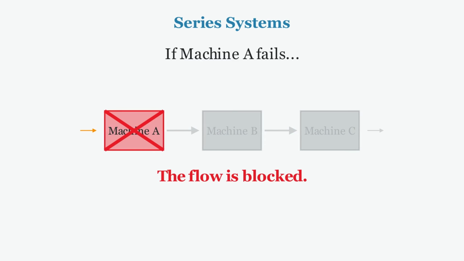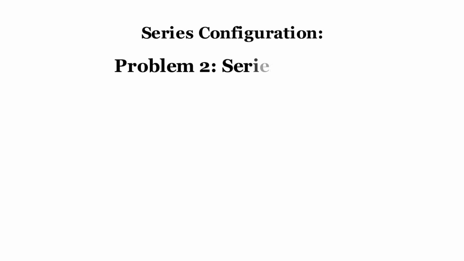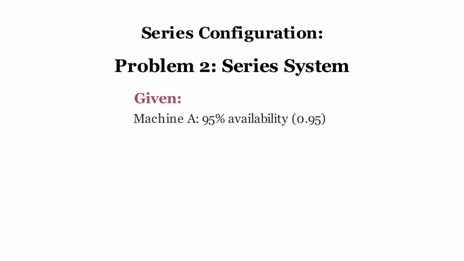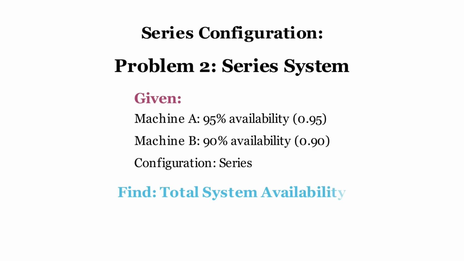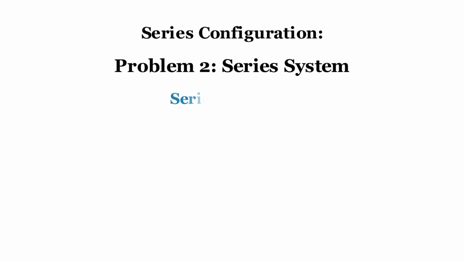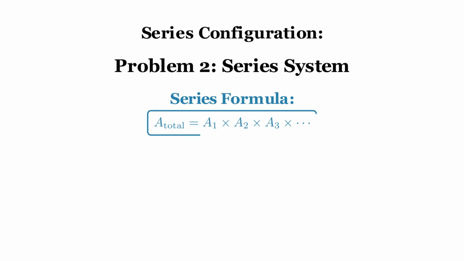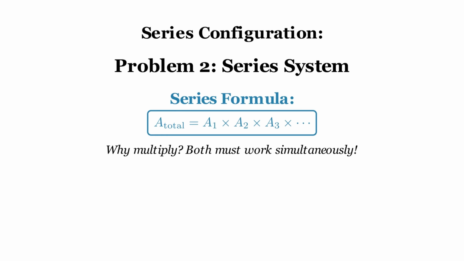Let's solve a problem that shows how powerful this configuration is. Problem 2. Series system availability. Given, machine A has availability of 95% or 0.95, machine B has 90% or 0.90, configuration, series, find total system availability. For series systems, here's the formula you must remember. A total equals A1 times A2 times A3 and so on. In other words, multiply all individual availabilities.